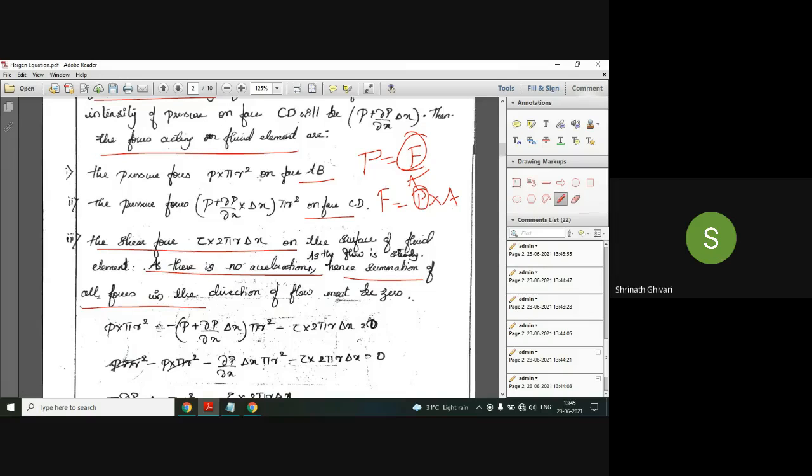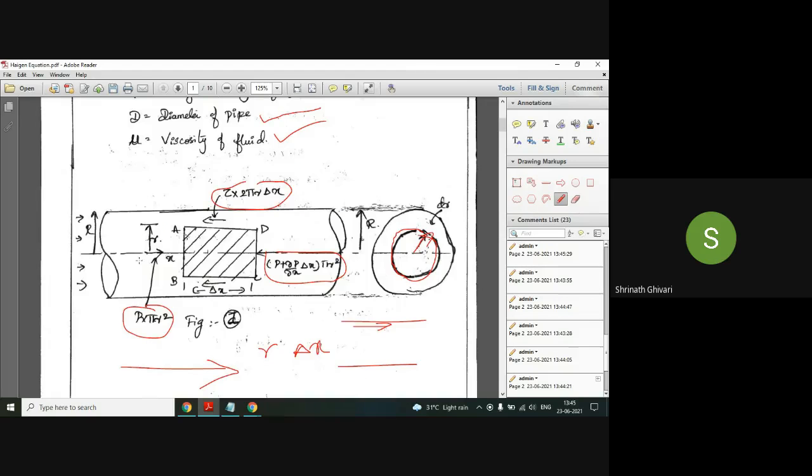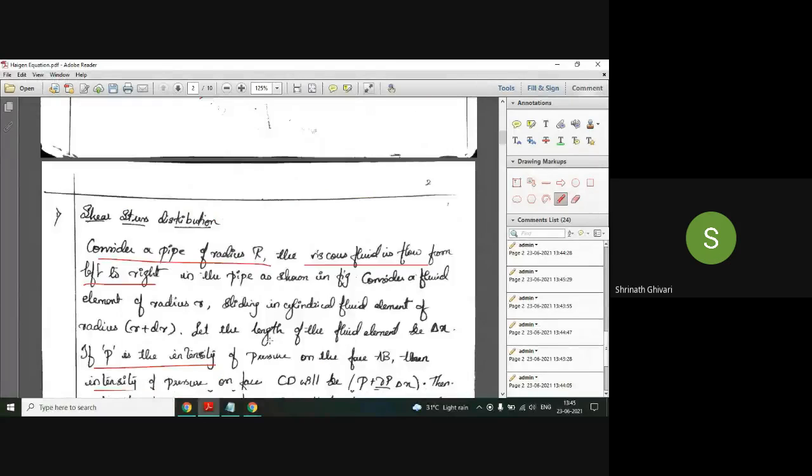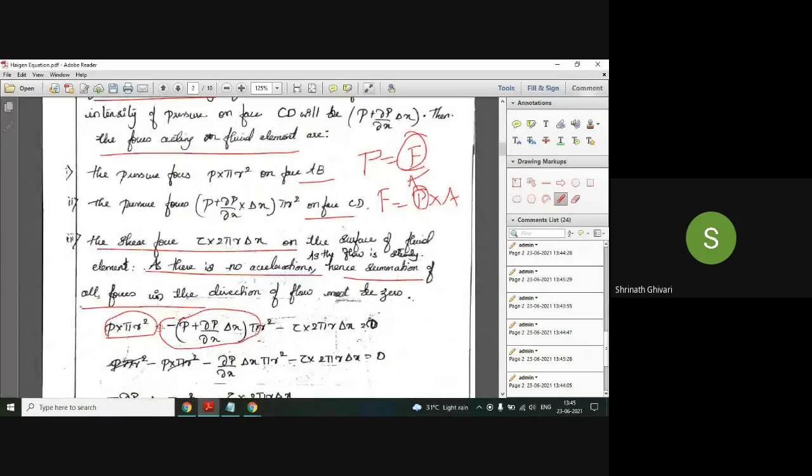On face AB, it is P into pi r square, minus. Why minus? Because it is acting in the opposite direction, you can see from the diagram. This is acting in this direction and this is acting in the opposite direction. Minus P plus ∂P/∂x into delta x into pi r square, minus tau into 2 pi r delta x. Can anyone tell me the final equation for this?